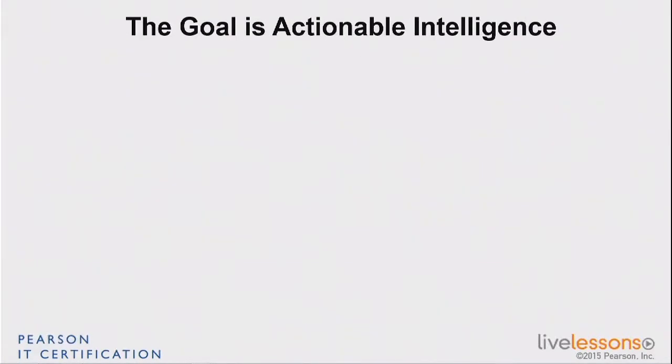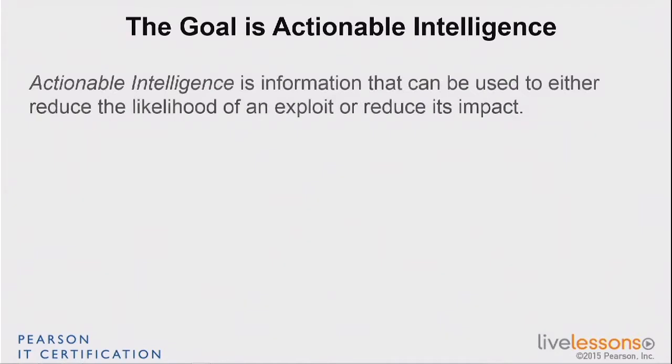So the goal of threat modeling, the goal of understanding your vulnerabilities, the goal of information sharing is actionable intelligence. Actionable intelligence is information that can be used to either reduce the likelihood of an exploit or reduce its impact. Remember, an exploit is when a threat agent is able to take advantage of a vulnerability. So actionable intelligence is what we use either to reduce the vulnerability, so reduce the likelihood of the exploit, or if there is an exploit, to be prepared for it and to reduce its impact. So that's our actionable intelligence.